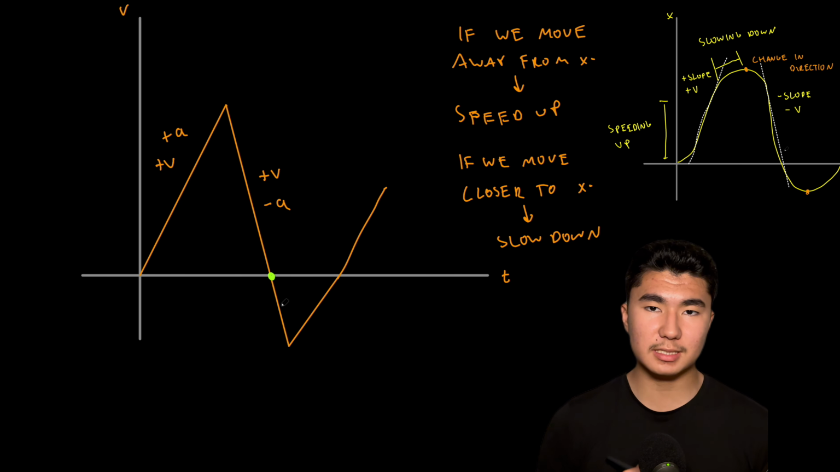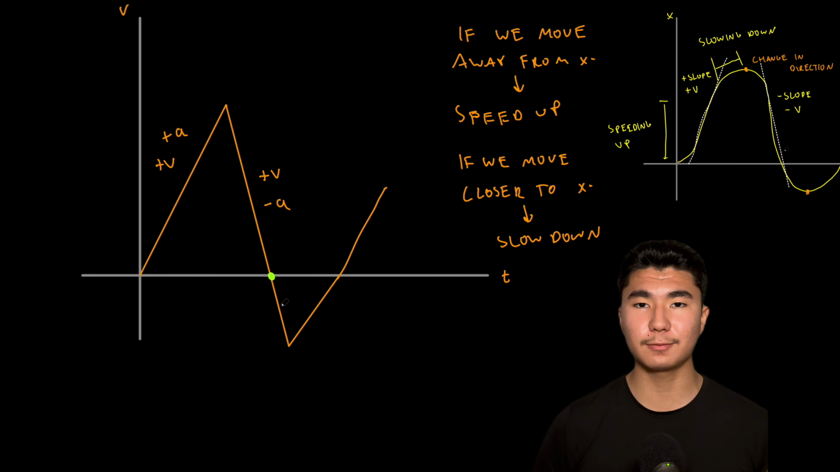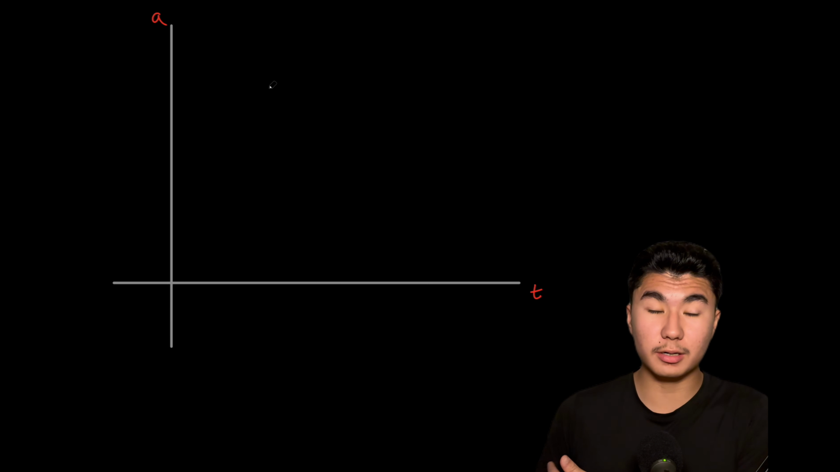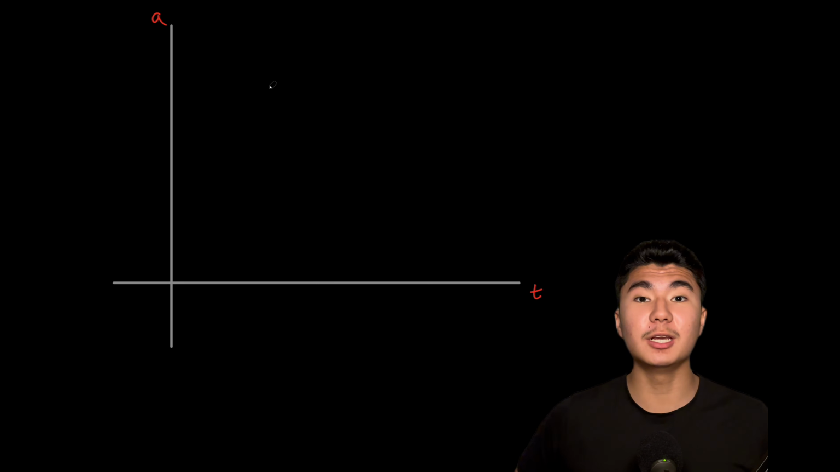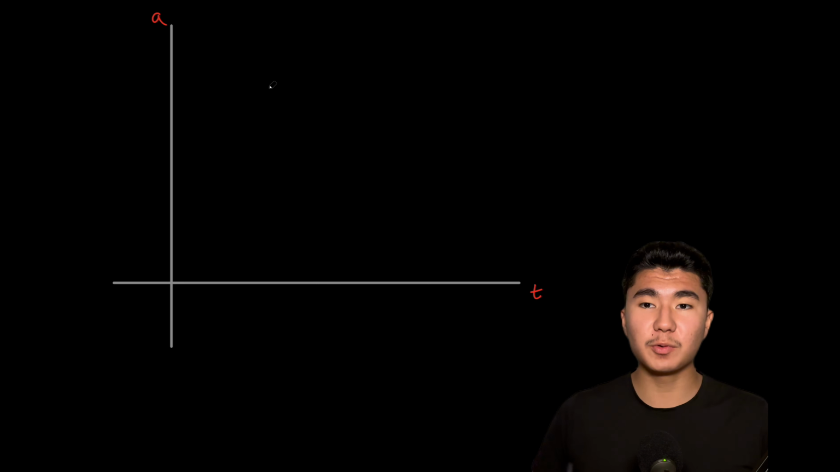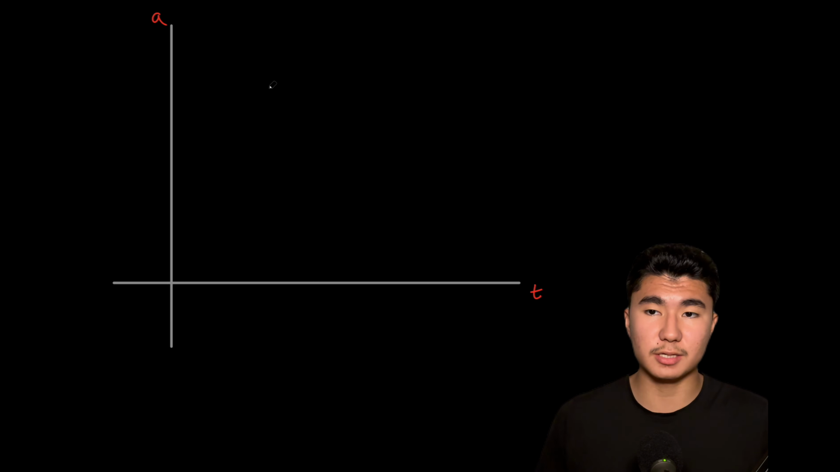Now, what about our acceleration versus time graph? So now let's look at our acceleration versus time graph. And to sort of draw our acceleration versus time graph, we need to base it off of our velocity versus time graph. And just like when we were basing our velocity time graph over our position versus time graph, this depends on the slope of our velocity versus time graph.